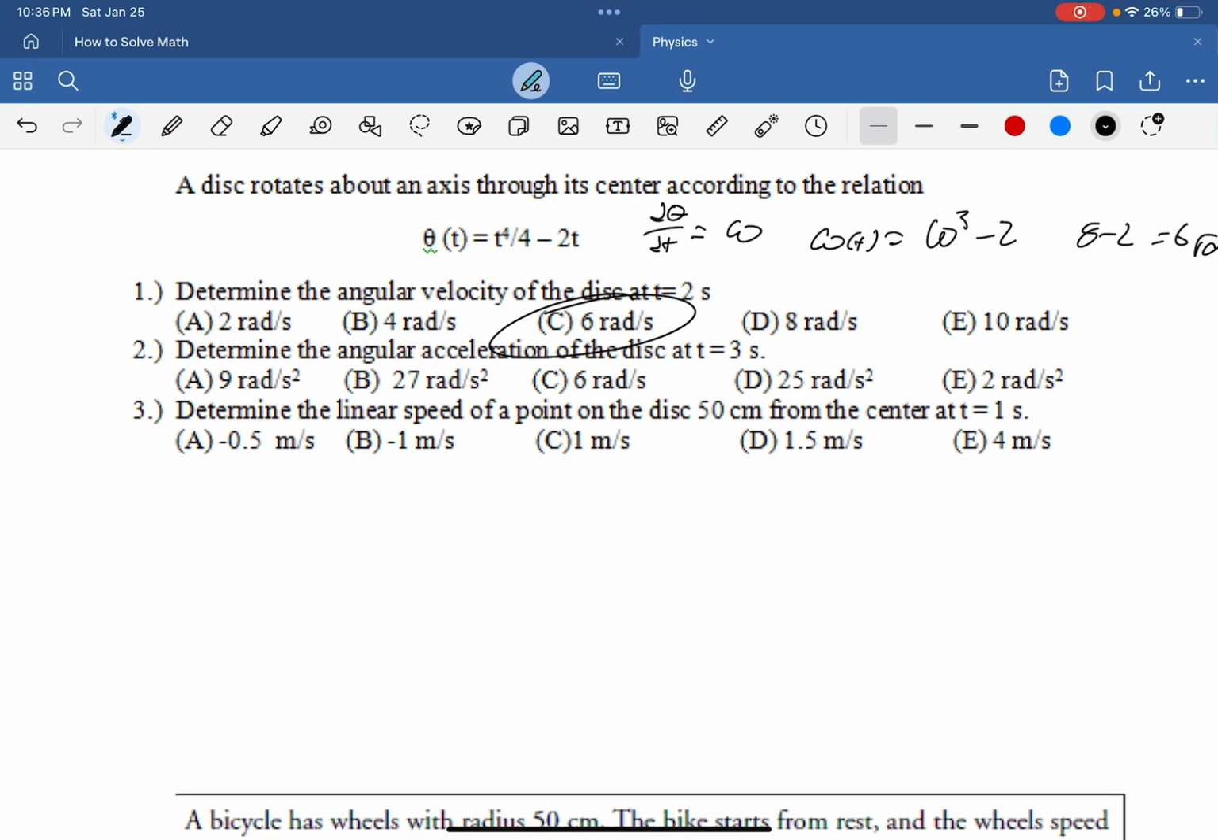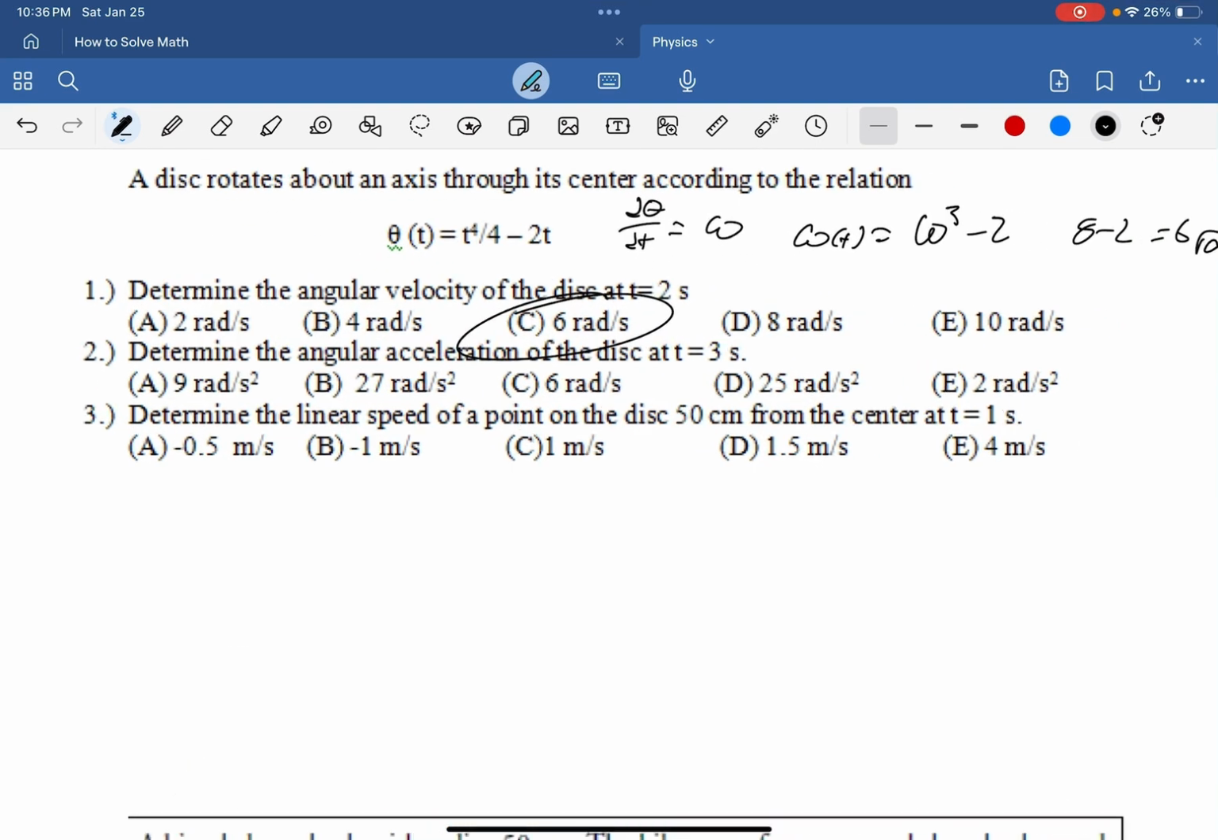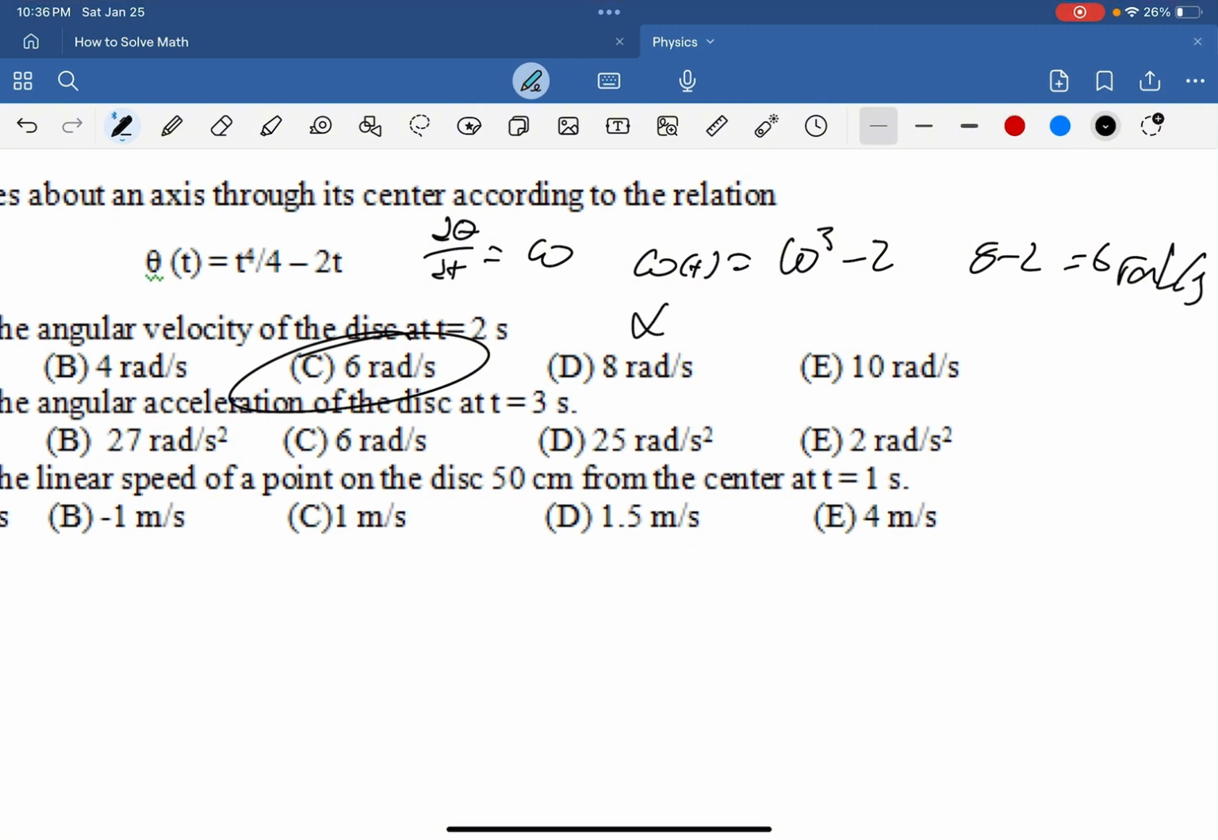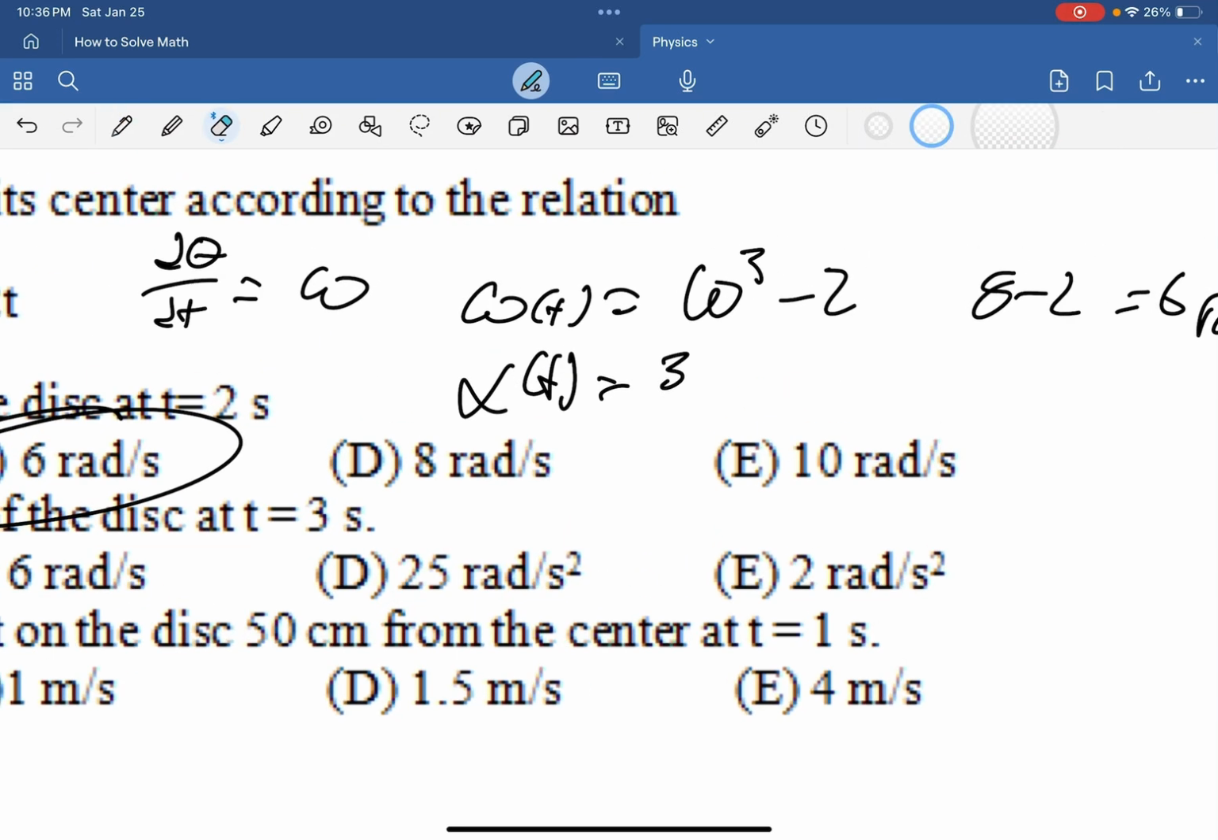Determine the angular acceleration of the disk at t equals 3 seconds. So alpha is just the derivative of omega, so this means it's going to be 3. Hold up, guys. I made a mistake right here. This is supposed to be t. 3t squared. Hold up.